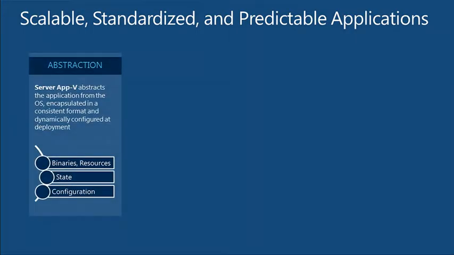First of all, we have abstraction, which means that by encapsulating the application into a server App-V bubble, we can maintain a consistent form of the application. We can dynamically configure the application at the point of the service instance deployment. And we can remove the tight coupling of the application from the OS.